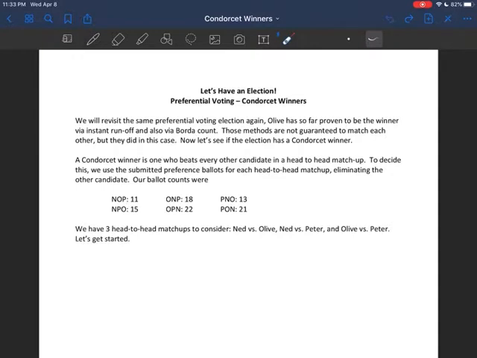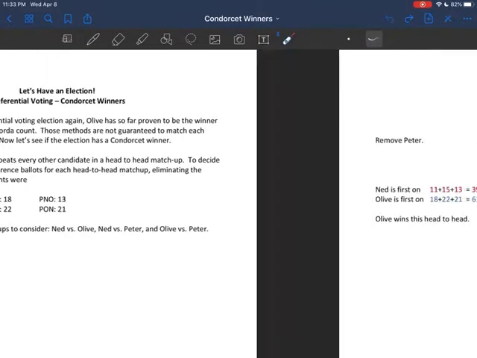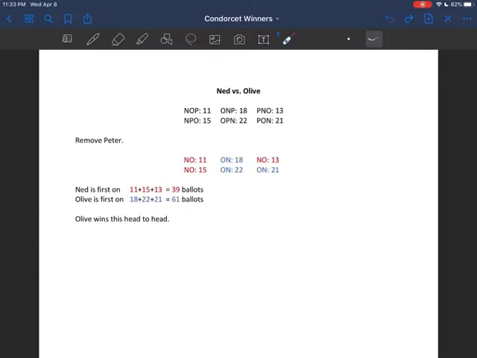Because we have an election with three candidates, we have three possible matchups. We have Ned versus Olive, Ned versus Peter, and Olive versus Peter. It's not always three. If you had four candidates, then you'd have quite a bit more matchups that you would have to look at. But we're going to go through these and see who the winner is in each head-to-head matchup, and then determine whether we have a Condorcet winner or not at the end. All right, so first things first, we go with Ned versus Olive.